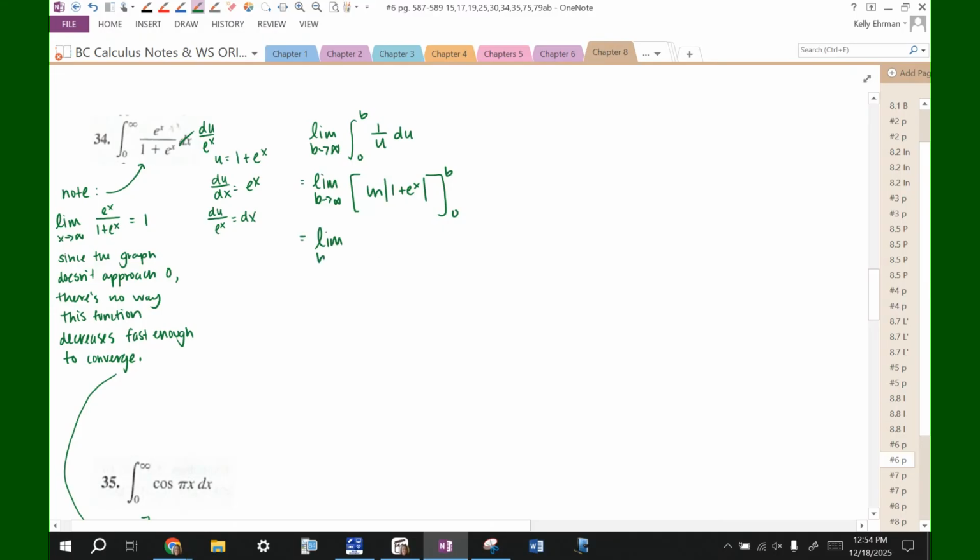Show your substitution before you take the limit. So this would be the natural log of 1 plus e to the b minus the natural log of 1 plus e to the 0. The natural log of 1 plus infinity, the natural log of infinity, we talked about that before. The natural log of infinity is just going to keep growing. So it equals infinity. This is the natural log of 2, but infinity minus a constant is still just infinity. So, like I said, it should diverge, and we just proved that it does.